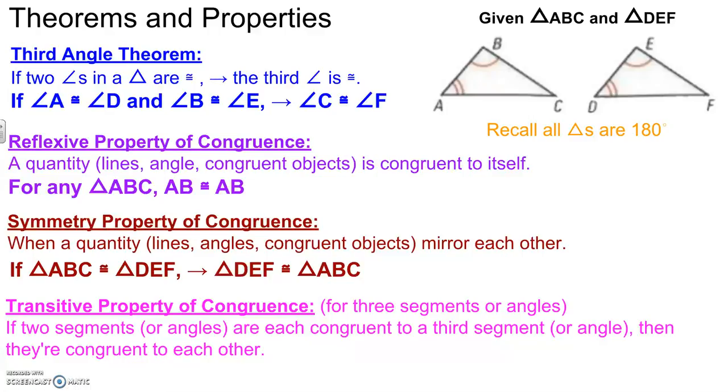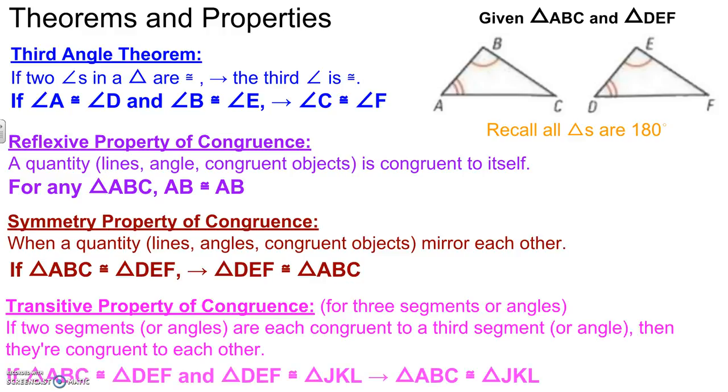The transitive property of congruence. For three segments or angles, if two segments or angles are each congruent to a third segment or angle, then they are congruent to each other. So if triangle ABC is congruent to triangle DEF, and triangle DEF is congruent to triangle JKL, which is in here, then we can conclude that triangle ABC is congruent to triangle JKL. So we think about using this property to allow us to make connections between things that don't have a direct link.